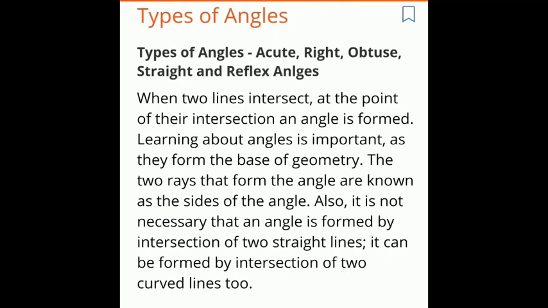When two lines intersect, at the point of their intersection, an angle is formed. Learning about angles is important as they form the base of geometry. The two rays that form the angle are known as the sides of an angle. Also, it is not necessary that an angle is formed by intersection of two straight lines. It can be formed by intersection of two curved lines too.